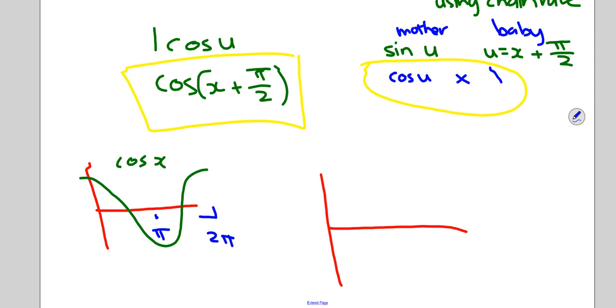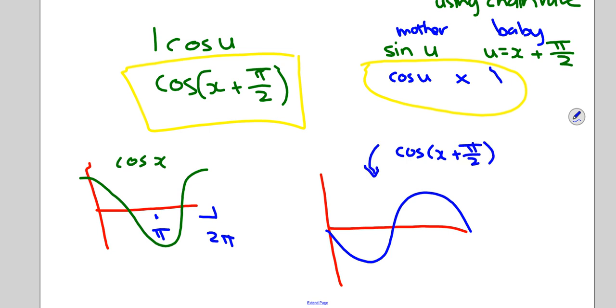Yeah, period is 2 pi. It's at that first pi spot, right there. So now it's become that, hasn't it? See how it's become that. And what do you notice? So that is cos x plus pi over 2.